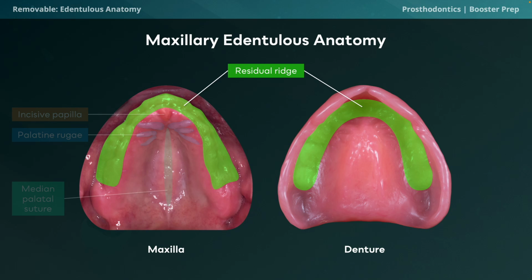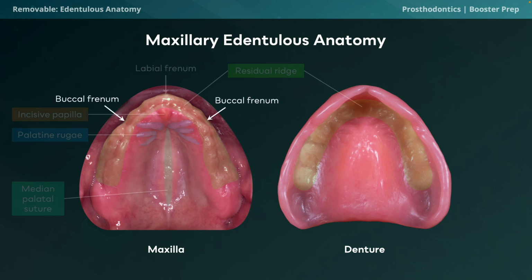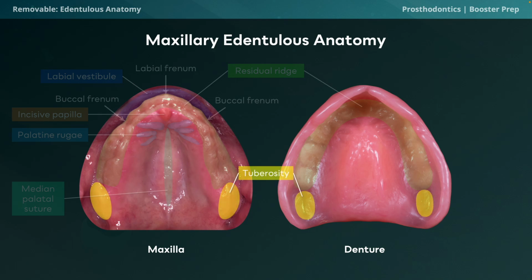More on that later. Next, we have the labial frenum, which is a piece of connective tissue that is located at the very front of the mouth and attaches the lips to the gums. On either side of the labial frenum is the buccal frenum, which, you guessed it, attaches the gums to the inner cheek. Now, the labial vestibule is located between the labial frenum and the buccal frenum. Then we have the tuberosity, which is a rounded bony protrusion posterior to the residual ridge that can interfere with the mandibular denture if it grows significantly. The hamular notch, on the other hand, approximates the posterior extension of the maxillary denture. And connecting the buccal frenum to the hamular notch, we have the buccal vestibule.